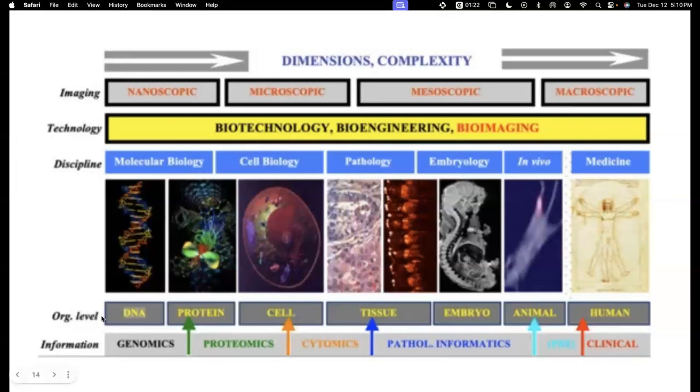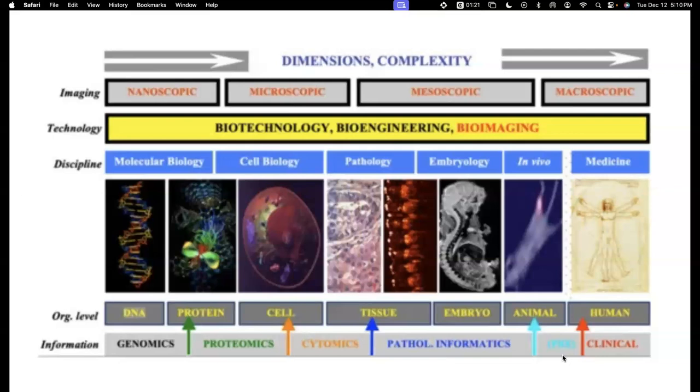And the level of organism goes from DNA, protein, cell, tissue, embryo, animal, human. And this information regards genomics, proteomics, cytomics, pathology, informatics, cell, and clinical.